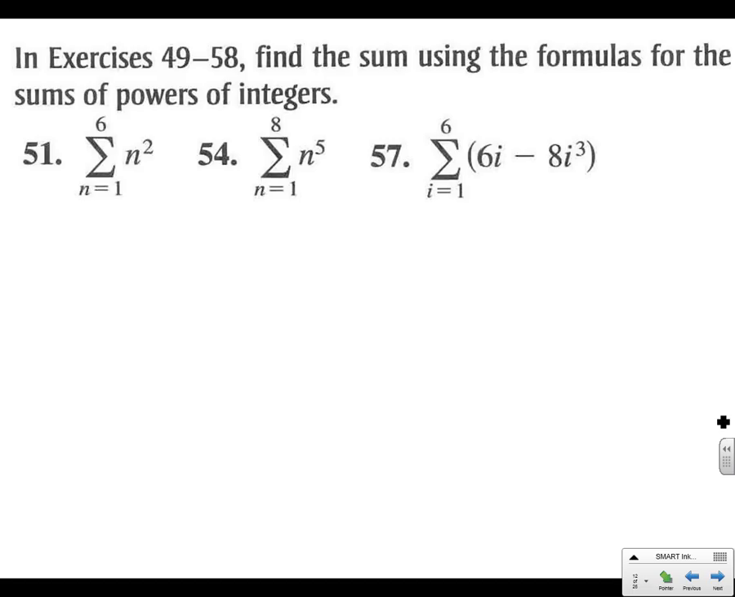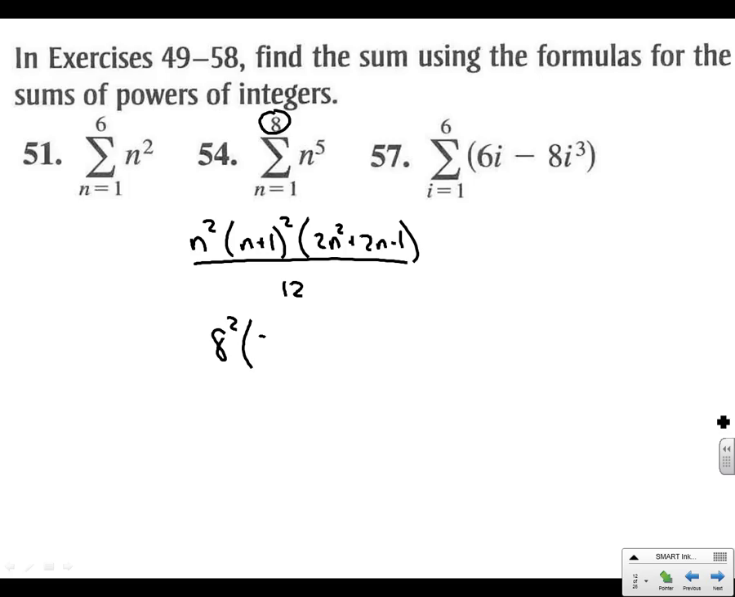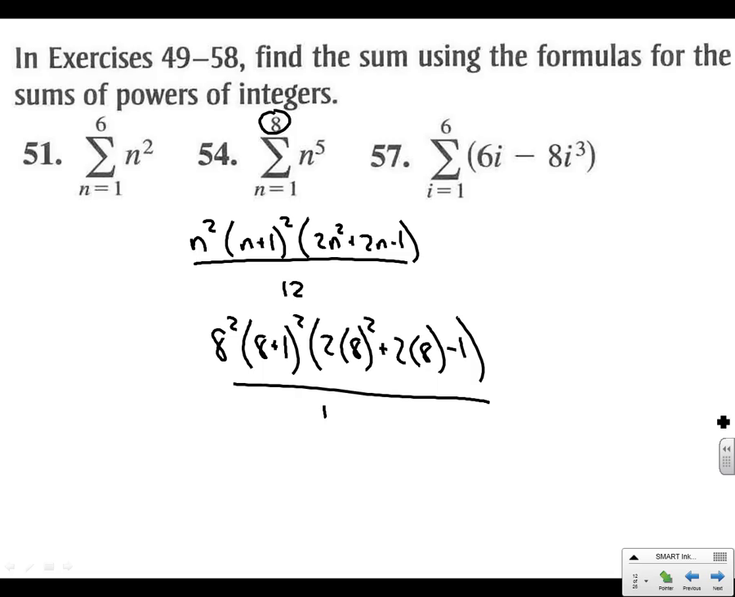All right, on your worksheet we had a formula for n to the 5th. And I'm going to grab it here. The n to the 5th formula is n²(n + 1)²(2n² + 2n − 1), and take the whole thing and put it over 12. And so we're going to substitute 8 in everywhere we see n. So 8², (8 + 1)², (2 times 8² + 2 times 8 − 1), all over 12.